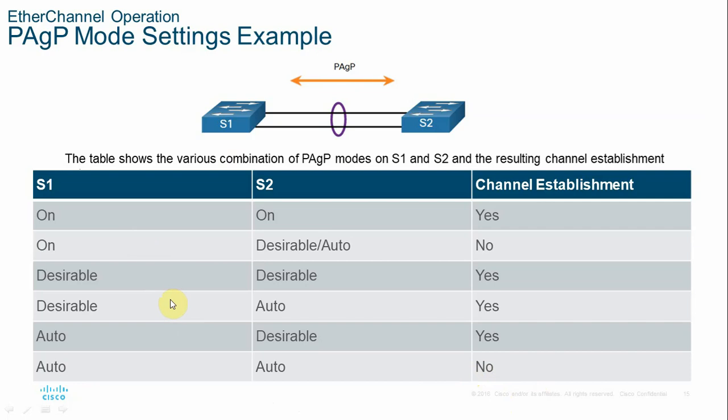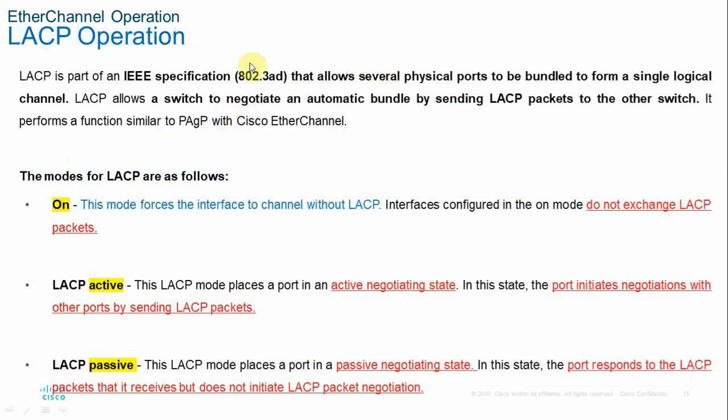Understood? If both sides have to negotiate, that is desirable, desirable. If one side negotiates and the other side replies, that is desirable, auto. For no negotiation and immediately creating the EtherChannel in PAgP, that is on, on. Now LACP is for 802.3ad, so not only Cisco; you can use it on Huawei or any other standard device. There are three modes: on, active, passive. As discussed earlier for PAgP, on means no negotiation and no LACP packets; it just forces the EtherChannel to be created on both sides.